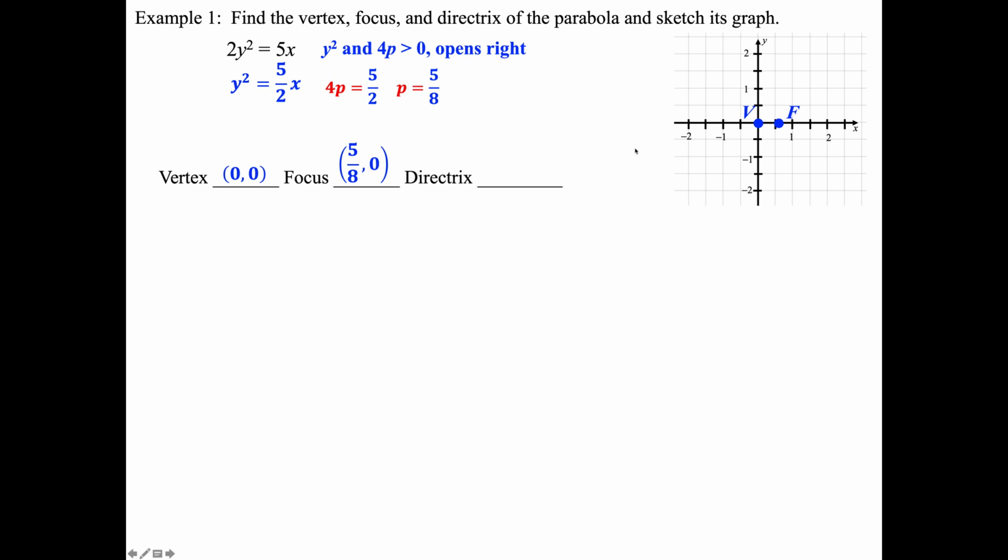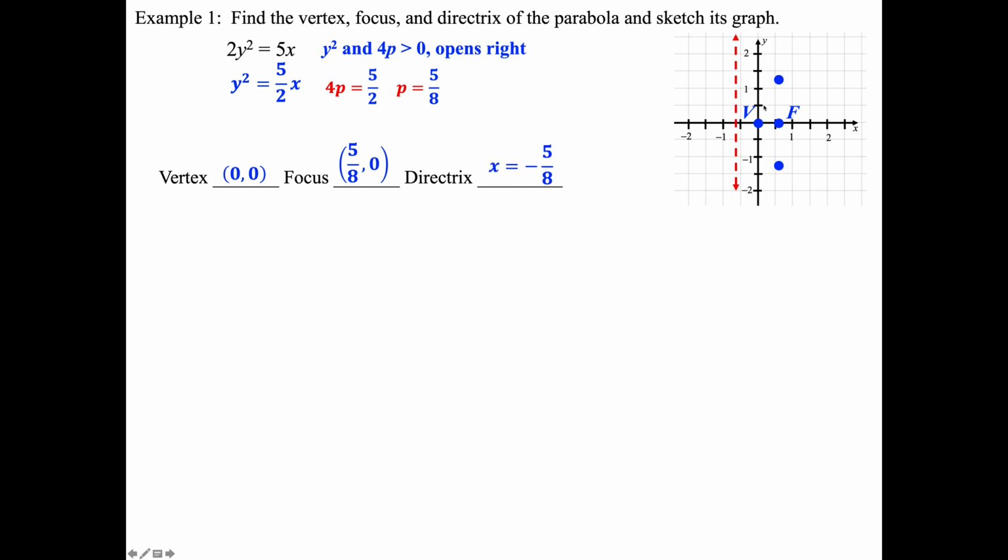Now remember what I said. There's the p-value, 5/8. Double that, 10/8 or 5/4. Left-hand turn, 5/4 going up, right-hand turn, 5/4 going down, and now I've got 3 points to draw my curve.